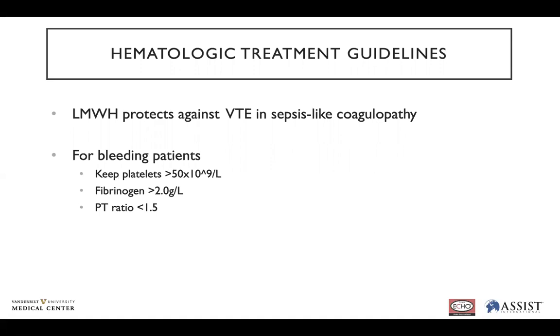Low molecular weight heparin, so commonly enoxaparin, protects against VTE in sepsis-like coagulopathy. For bleeding patients, it's reasonable to try to keep their platelets, fibrinogen, and PT within these boundaries or parameters. Go ahead and advance that slide.